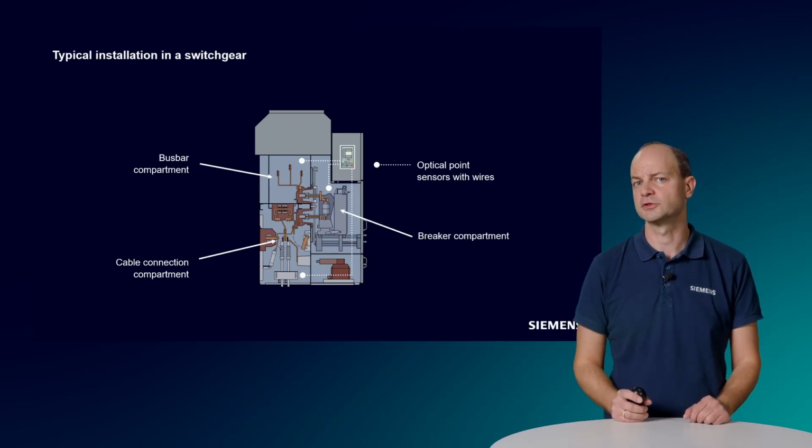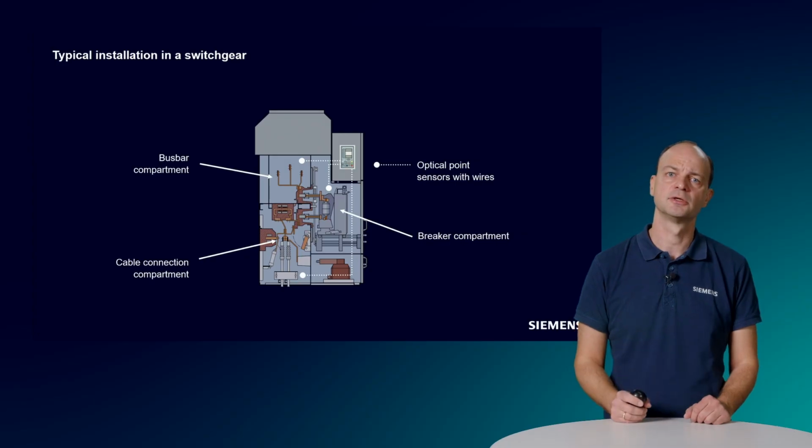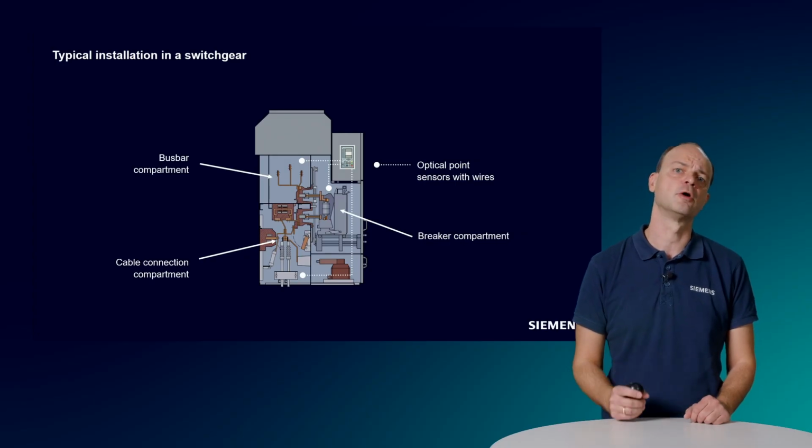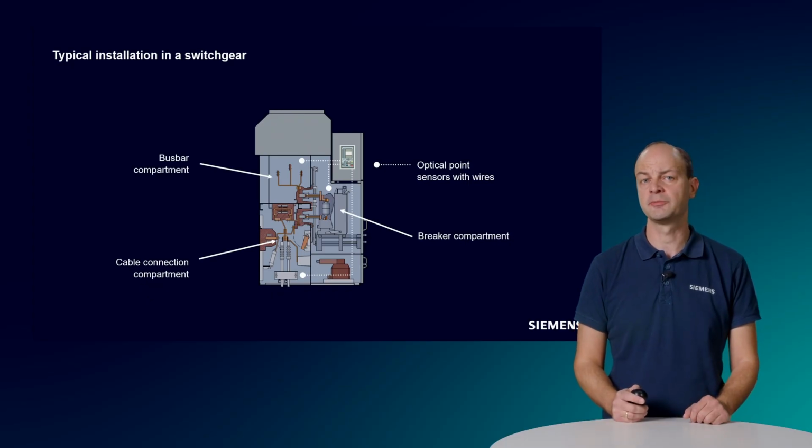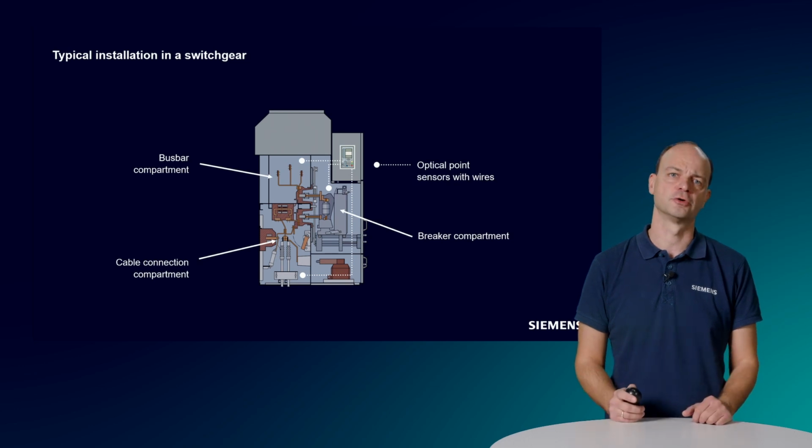One thing is very important. You want to detect an arc, but you do not want to trip in case of normal ambient light. So to avoid any overfunction due to ambient light, it's common practice to combine the light signal with an overcurrent pickup.